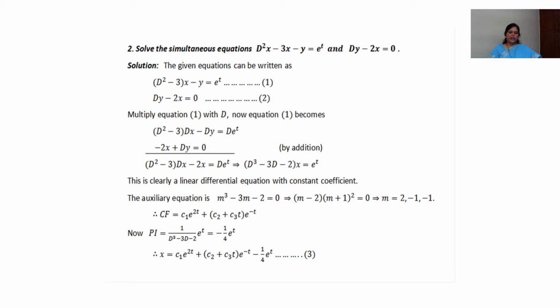So now the x value is CF plus PI. Therefore x is equal to C1 e to the power 2t plus (C2 plus C3 t) e to the power minus t minus 1 by 4 e to the power t. So we got the x value. Now after finding the x value, we have to substitute the x value in any one of the given equations and try to get the y value.